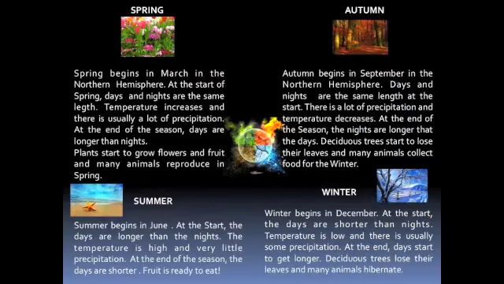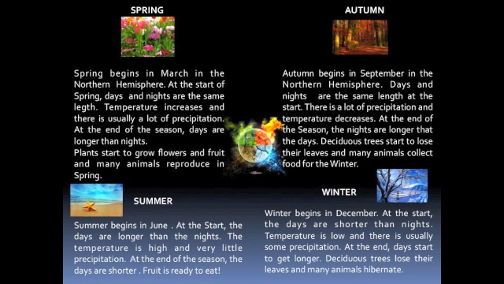Spring begins in March in the northern hemisphere. At the start of spring, days and nights are the same length. Temperature increases and there is usually a lot of precipitation. At the end of the season, days are longer than nights. Plants start to grow flowers and fruit, and many animals reproduce in spring.